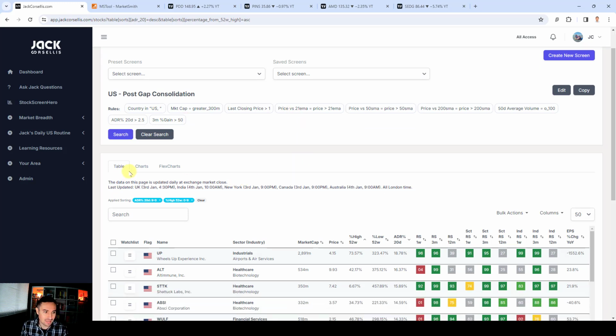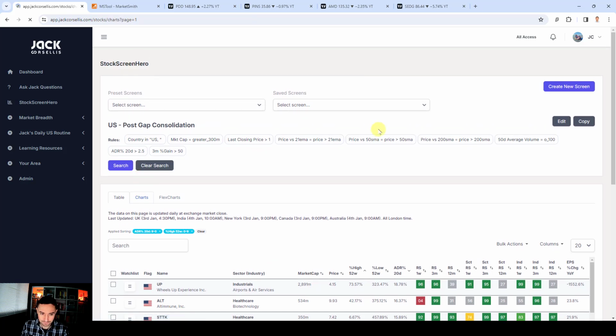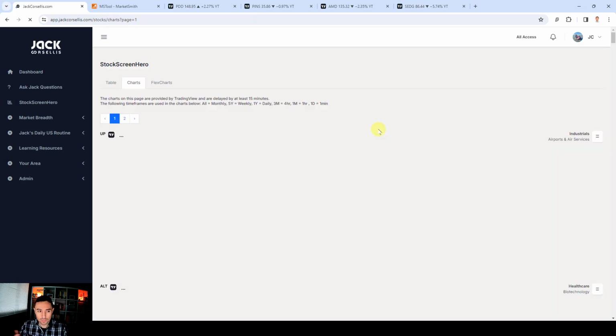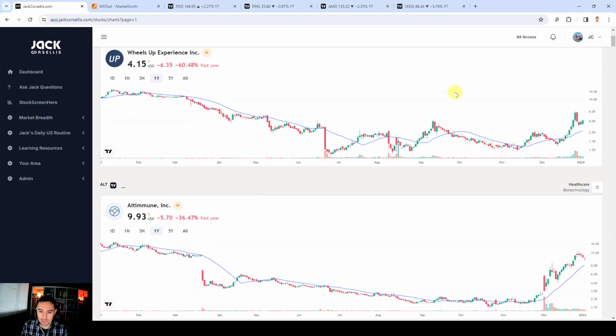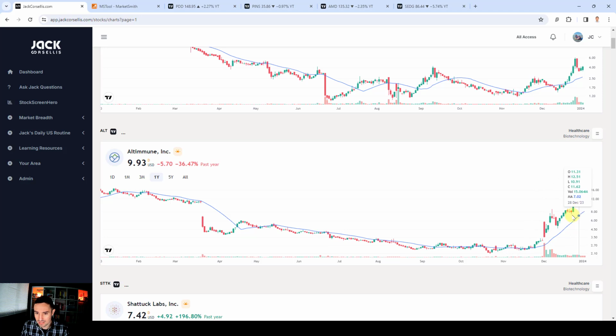So let's go take a look at a couple of these. I'm going to click charts here. We've got it on a single one per row. We could tweak it and have 2 per row if we wanted to. So we're going to let these load up. And what I'm going to be looking for is this: stocks in nice powerful uptrends like this. I've got the 21 SMA there. You can put the 10 on there, the 50, whatever you want to do. You do that via your site settings over here.